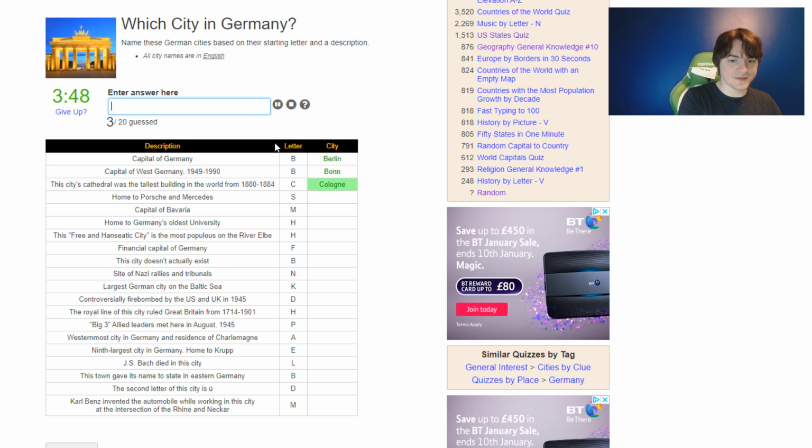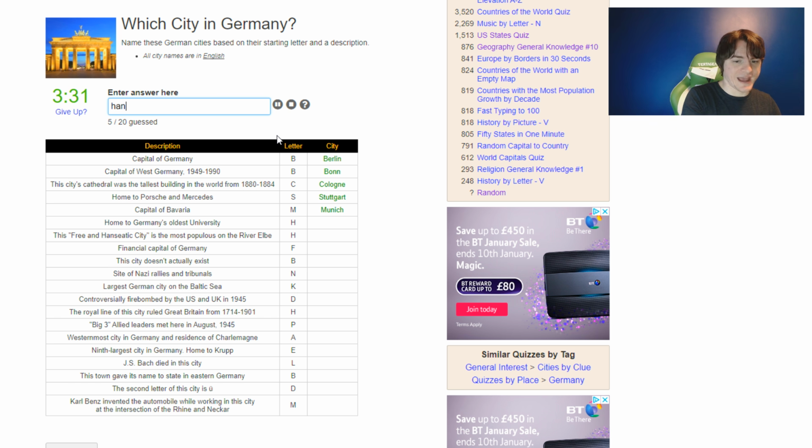I'm assuming Cologne had the world's tallest building. Yep. Home to Porsche and Mercedes. Interestingly enough, despite being home to Porsche and Mercedes, they've got a green government right now, I want to say. Or at the very least, it's like a green-red coalition, the Jamaica thing. Capital of Bavaria. I don't think it's Munich, but apparently it is.